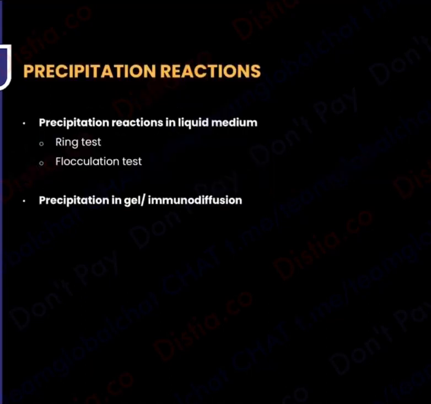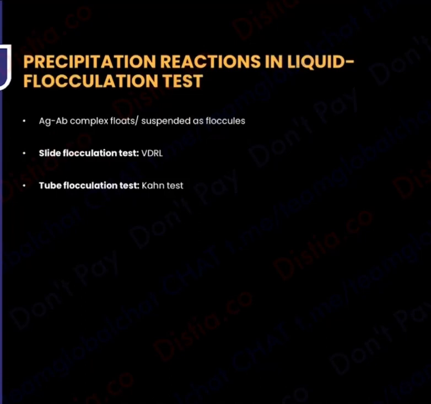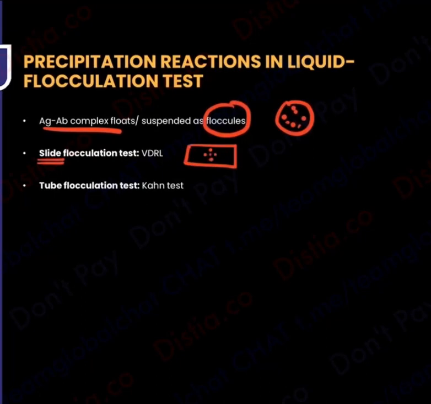Now what have we done? In liquid, I have already finished the ring test. I'm going to go on to the flocculation test. So what are the flocculation tests that you have to know? Now instead of making a ring, whatever antigen and antibody form will basically form a floccule. So you could see the floccules on a slide, or you could see the floccules in a tube.